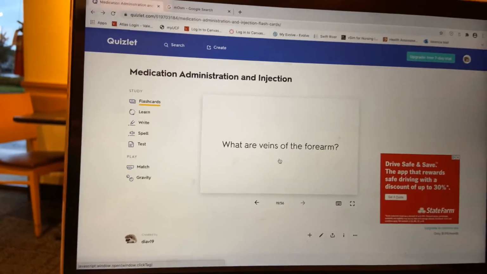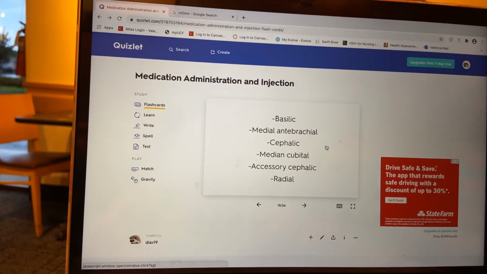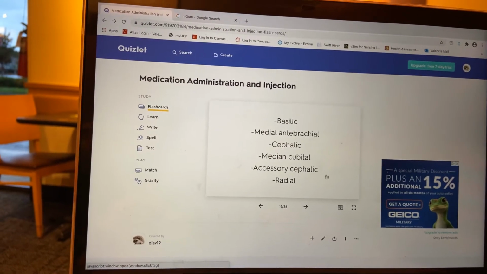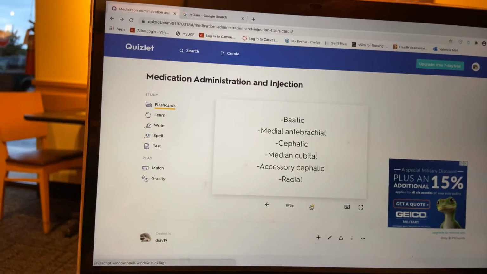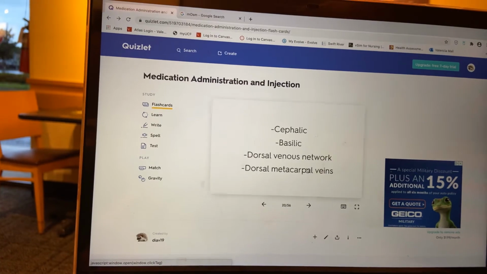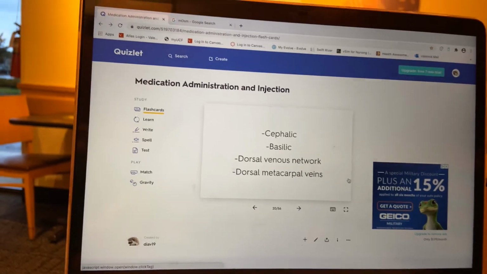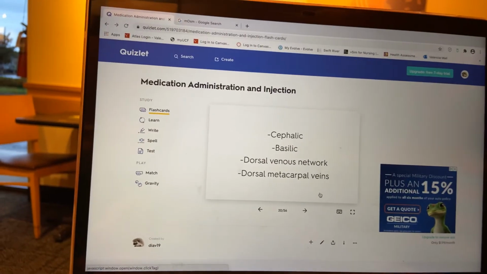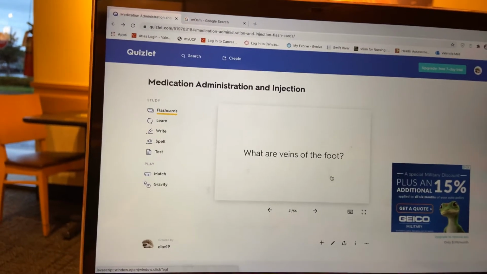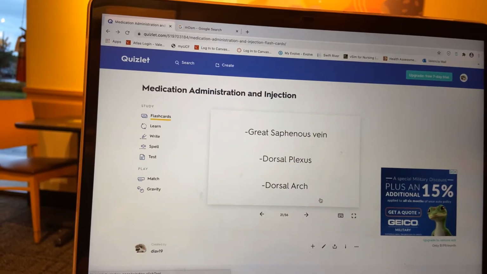What are veins of the forearm? Basilic, median antebrachial, cephalic, median cubital, accessory cephalic, and radial. What are veins of the hand? Cephalic, basilic, dorsal venous network, and the dorsal metacarpal veins. What are veins of the foot? Great saphenous, dorsal plexus, and dorsal arch.